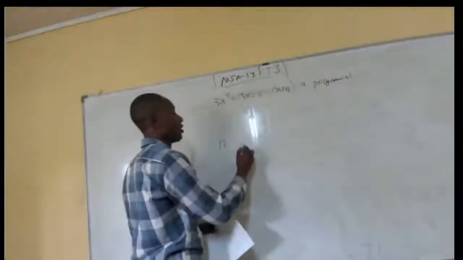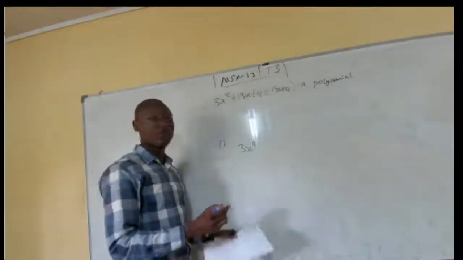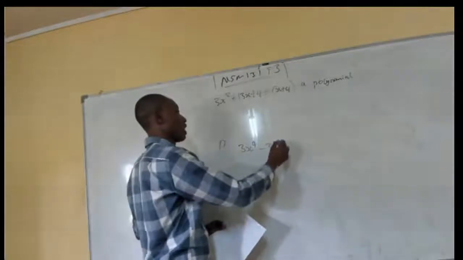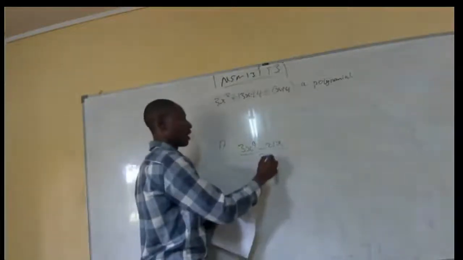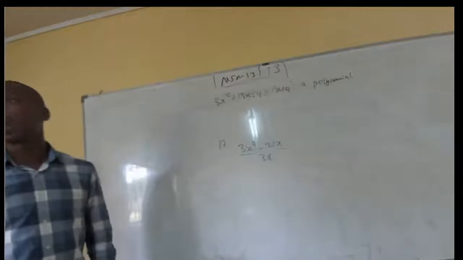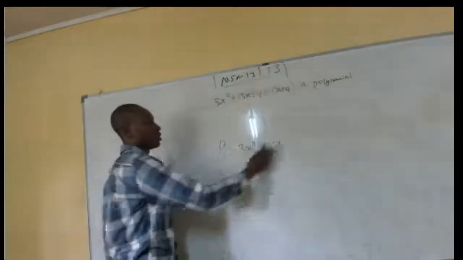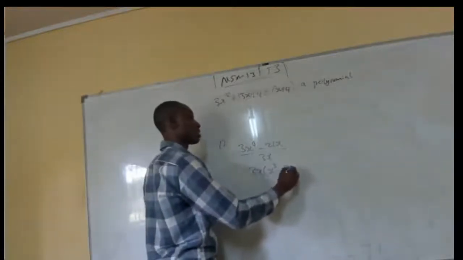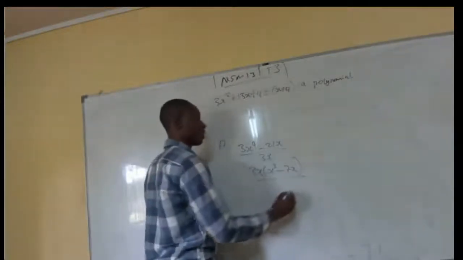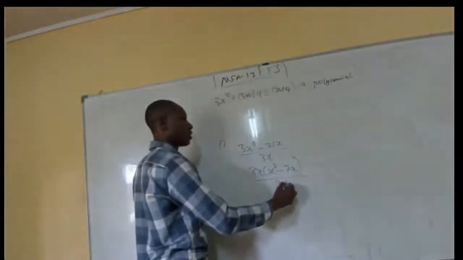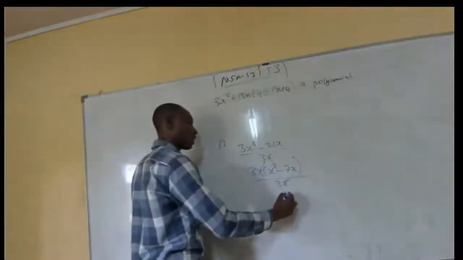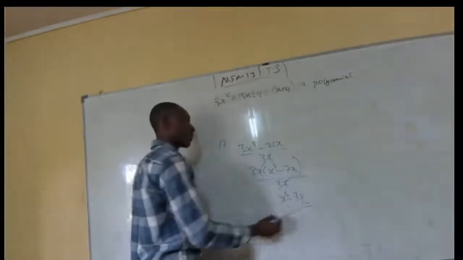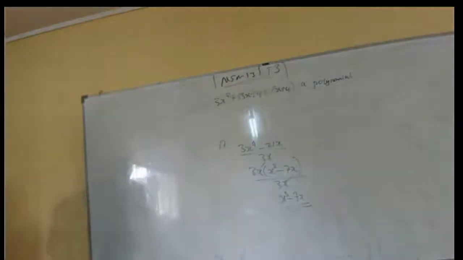Alright, so the first one is 3x to the power 4 minus 21x, over 3x. So that is what we have there. Here all I need to do is find what is common in the numerator. You notice that 3x is common. What remains? x to the power 3 minus 7x, then everything over 3x. Then this and this will cancel, so the answer is x to the power 3 minus 7x. Right, so that's the answer.